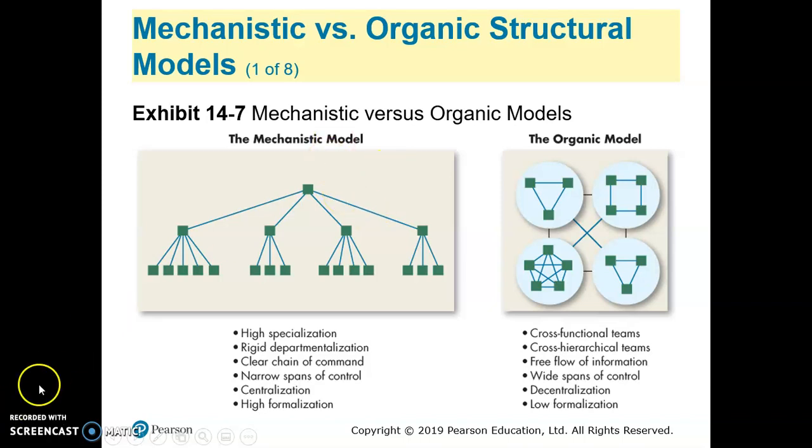So this is going next to the differences between mechanistic and organistic organizational structure. Overall, we talked about the six key elements of organizational structure. Combined all together, we come up with two models, mechanistic versus organistic model. So here, as you can see, mechanistic consists of high specialization, rigid departmentalization, clear chains of command, narrow span of control, centralization, high formalization. So mechanistic is very rigid. Organistic is normally flexible, involving, for example, cross-functional teams, cross-hierarchical teams, free flow of information, a wide span of control, decentralized decision-making, and low formalization.